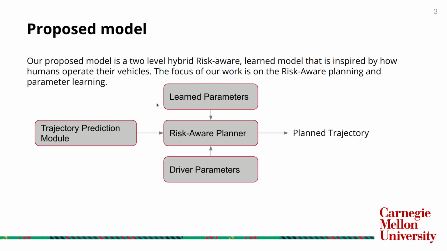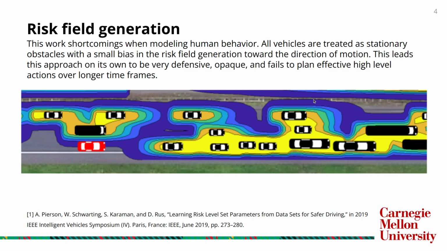We then learn certain parameters from human driving data that we feed as part of the cost function in this risk-aware planning to more accurately represent these specific human driving behaviors, and we also have optional driving parameters that can be specified to simulate different kinds of drivers. And so out of this framework come different planned trajectories that reflect human-like motions that can be performed.